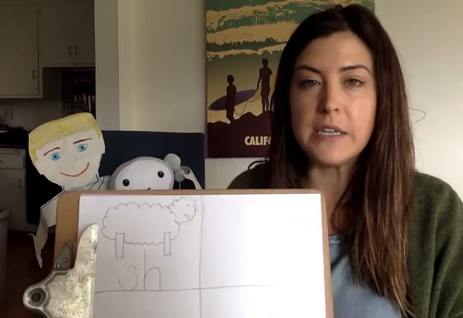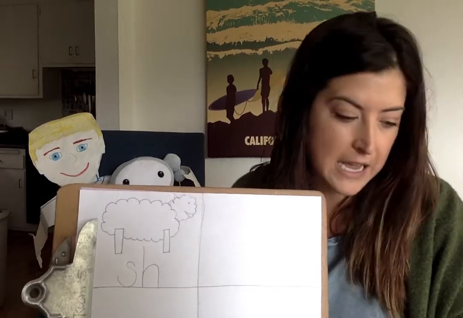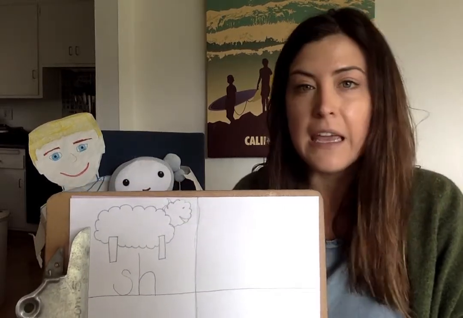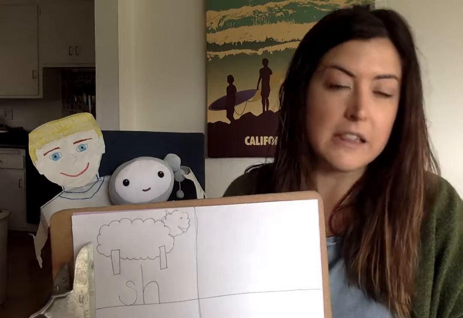T and H put together say th. T and H put together say th. They connect to form one sound, like in this and think. They are letters that together say th.